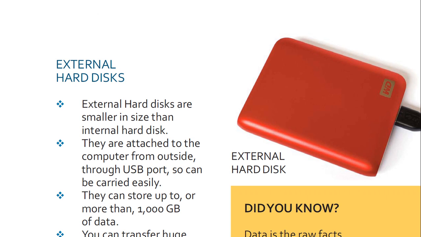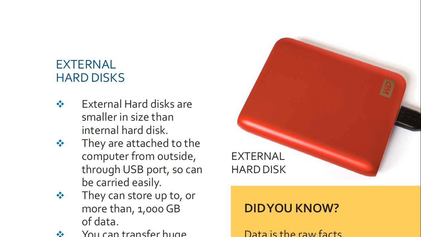Next one is the external hard disk. External hard disk means we can use it outside the computer. We can plug in through USB, so we can access the external hard disk. We can add the data. We can remove the data. We can do many functions.